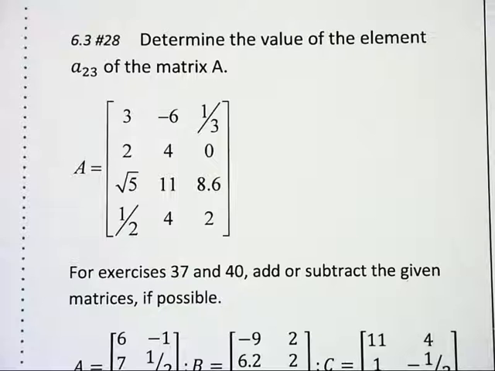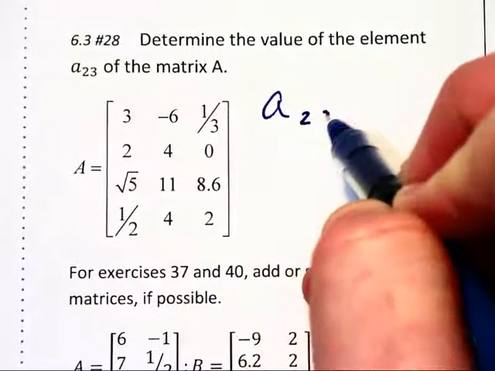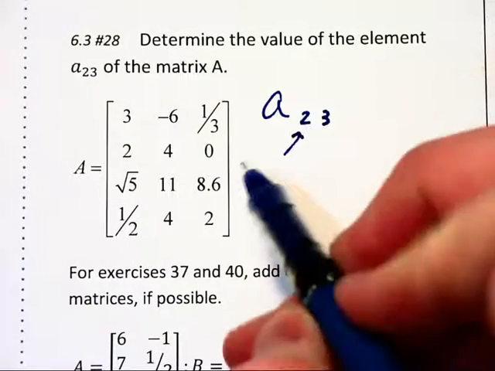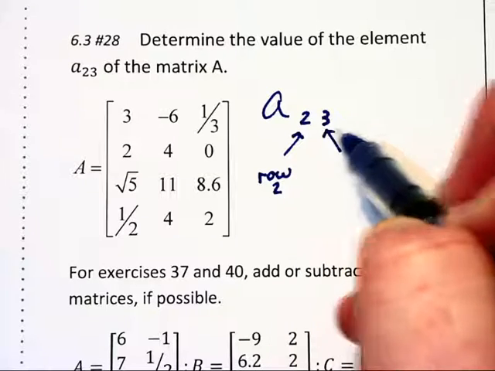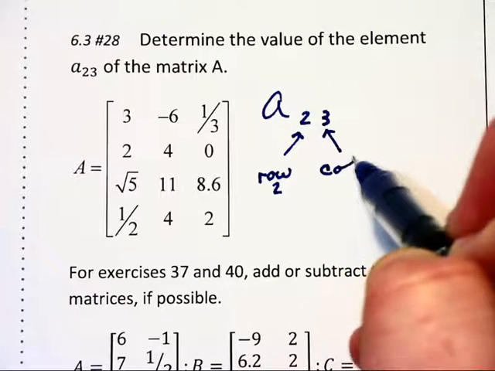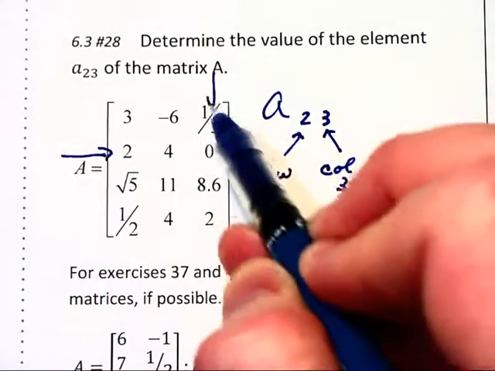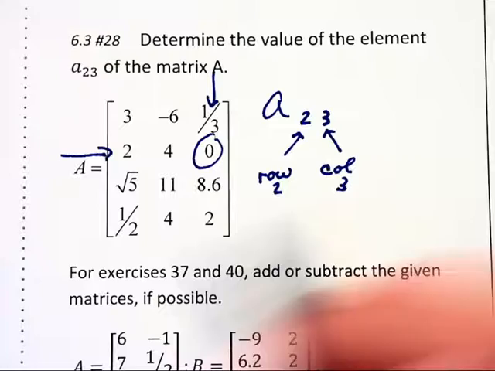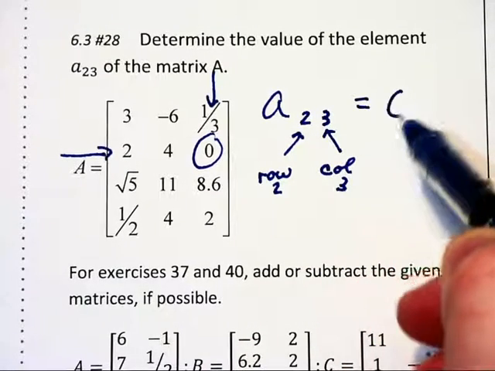Determine the value of the element A subscript 2, 3. Well, when you have A subscript 2, 3, that 2 basically refers to row 2, and that 3 refers to column 3. So we go to row 2 into column 3, and the number in that position is 0, so we say A sub 2, 3 is 0.